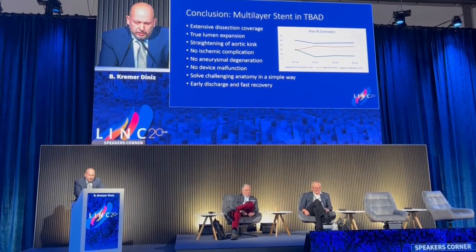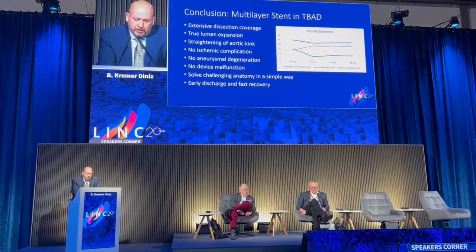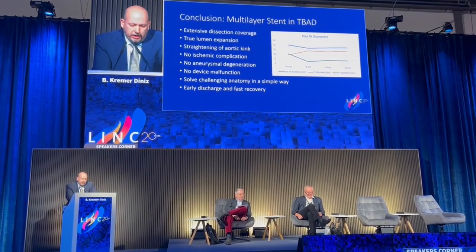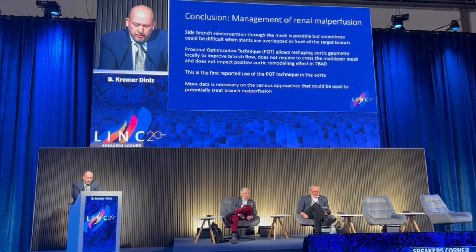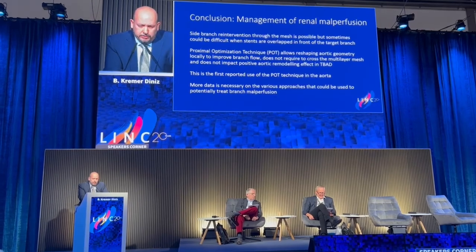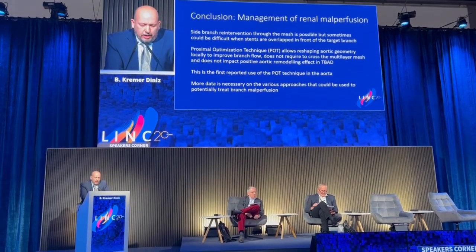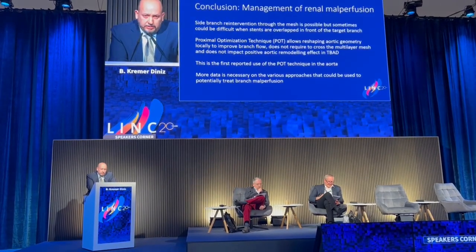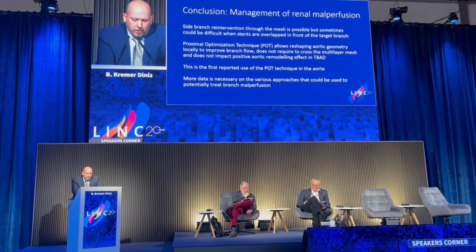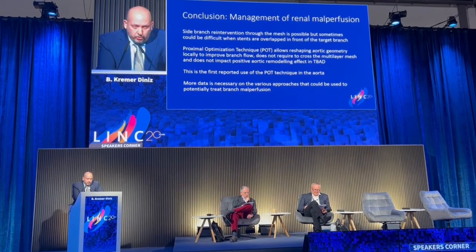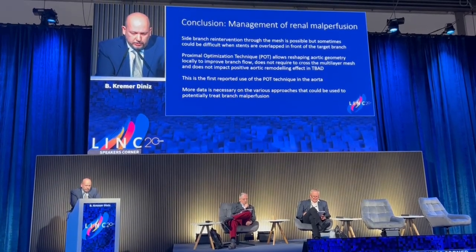So multilayer stenting in type B aortic dissection gives true lumen expansion, and you keep these results during 24 months. It changes anatomy in a simple way, with early discharge and recovery. Management of renal perfusion is very uncommon in these prostheses, but could happen. In our case, we decided to use POT because it's simpler and solves the problem. This is the first reported use of the POT technique in the aorta. More data, of course, is necessary to validate this procedure. Here, my team. Thank you.